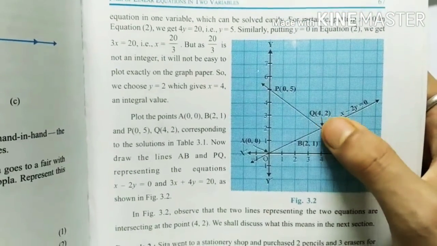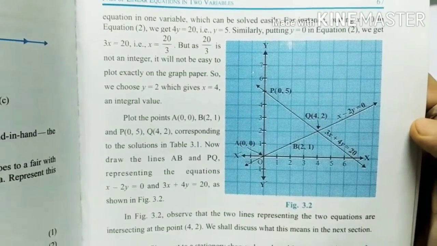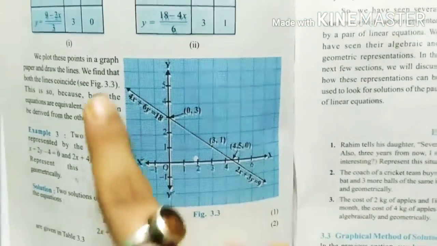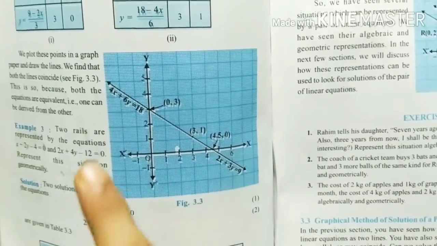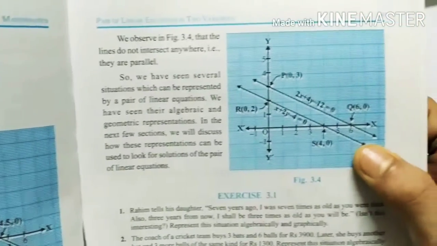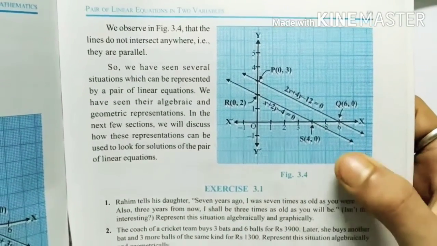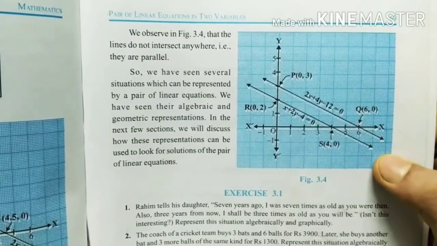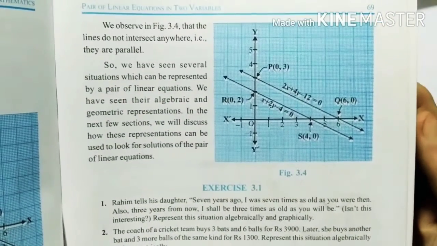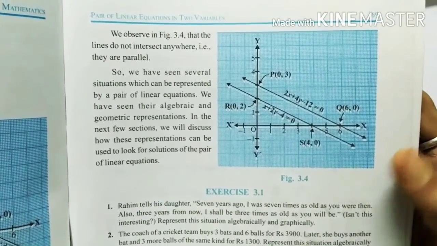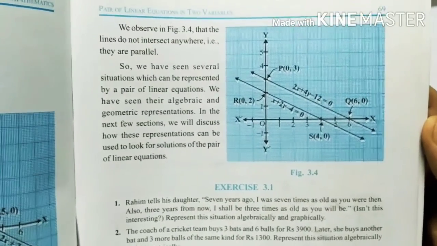And what is the solution? It is 4, 2. Understand? x is equal to 4 and y is equal to 2. In this type of situation where the two lines are coincident, the two equations have infinitely many solutions. And where the two lines are parallel, they are not intersecting, the two equations have no solution, because the intersection point is not there.